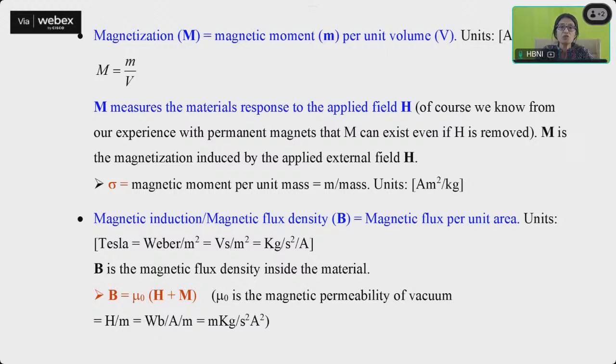Apart from this, we also have magnetic induction or magnetic flux density, given as B, the magnetic flux per unit area, and the units are Tesla, which can also be written as Weber per meter squared. B is the magnetic flux density inside the material. B is nothing but mu0 times (H plus M), where mu0 is the magnetic permeability of vacuum. H is the applied field, and M is the magnetization. The unit for mu0 is Weber per ampere per meter.